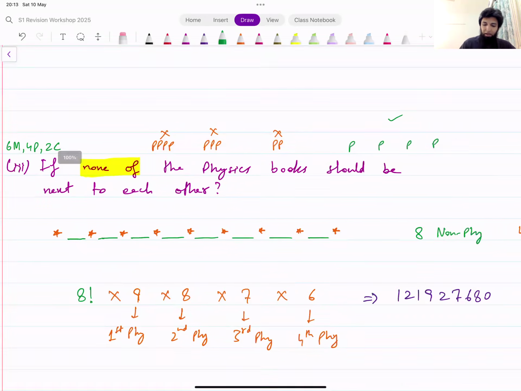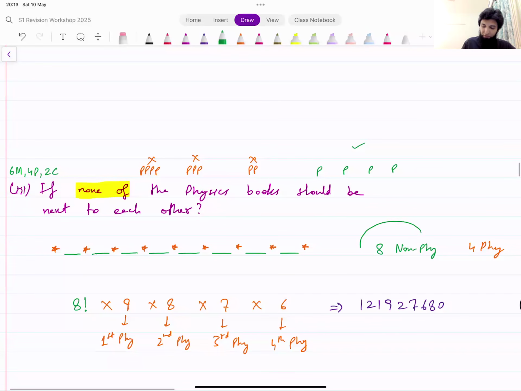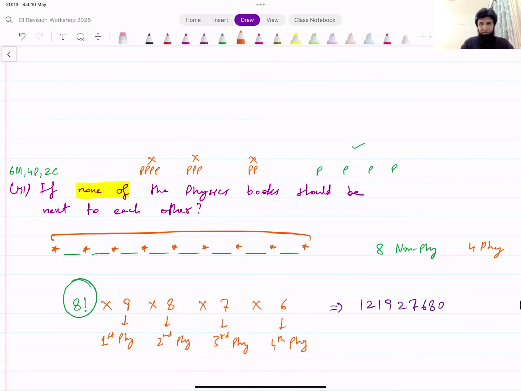How do we use that? We want to separate the physics books. So non-physics books, the remaining 8 books, they do not have to be separated. We start from those books that we do not have to separate. That's 8. So we make 8 dashes for them. 1, 2, 3, 4, 5, 6, 7, 8. In how many ways can we arrange them? 8 factorial. But then we've got 9 gaps between them. We had 8 dashes. Between those 8 dashes, we've got 9 gaps. In those 9 gaps, we have to now place those 4 physics books. Now, the first physics book comes, how many options does it have?